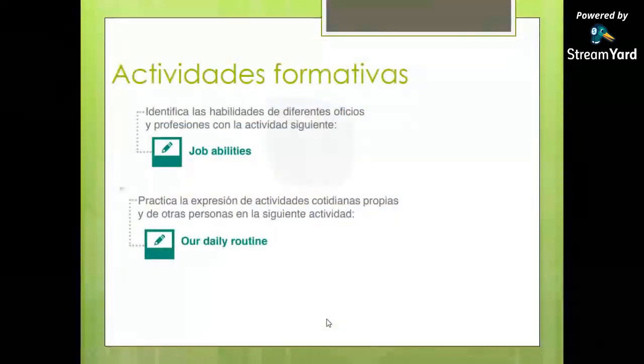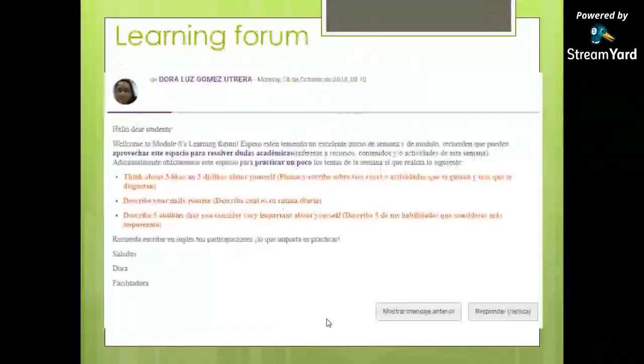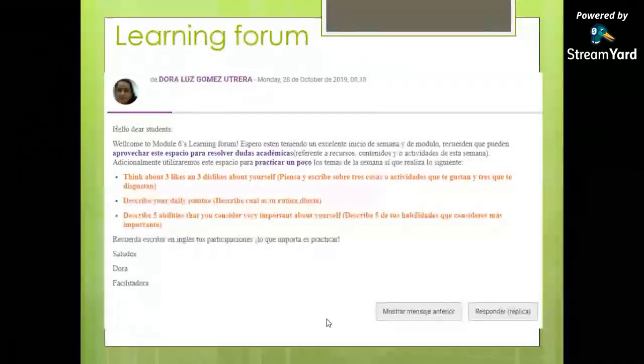We have two formative activities, job abilities, and our daily routine. So please don't forget to work on these activities because they help you to review and to check the main topics of this week. And we have also the learning forum. We are talking about 3 likes and 3 dislikes about yourself, describing your daily routine, and also 5 abilities that you consider very important about yourself. Remember that you can use also this space in order to put doubts, comments about resources or about activities.